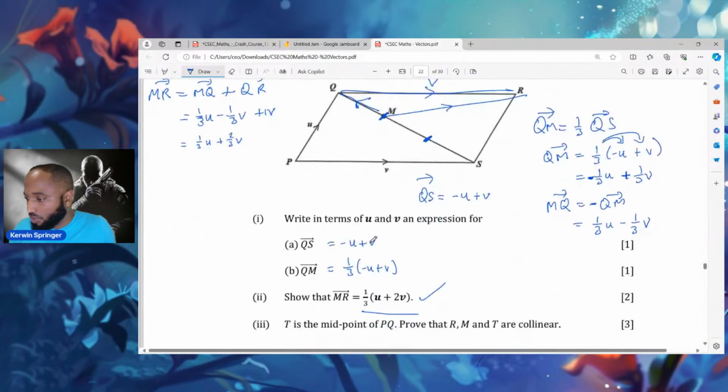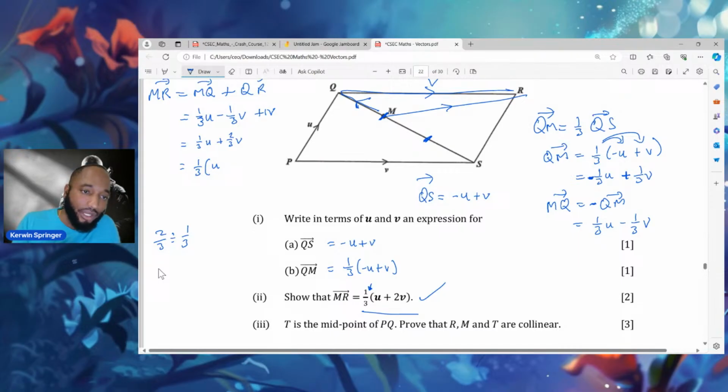Is this what they wanted me to show? No, theirs has some magic trick going on here. Notice how they have a 1/3 up front. So I'm going to factorize the 1/3 out of this, and just put back the U. What is 2/3 divided by 1/3? If I factorize 1/3 out of 2/3, in other words, how many times do I need to multiply 1/3 to get 2/3? Clearly, it's 2 times. So therefore, you prove what needs to be proven there.